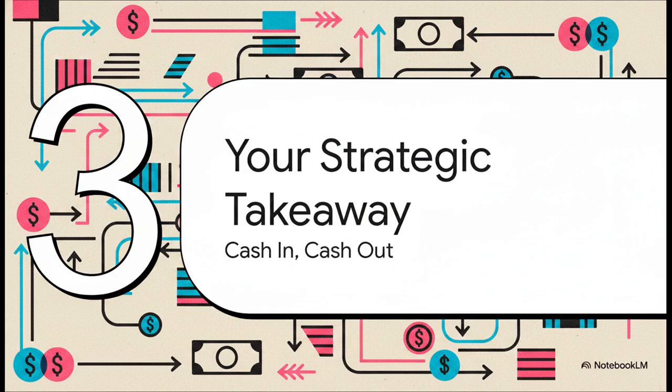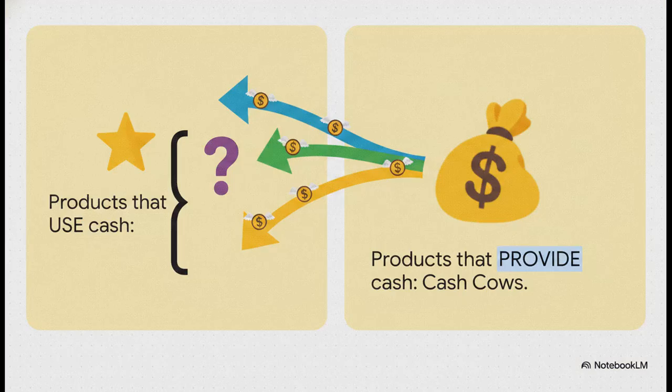Well, it really all comes down to the flow of cash. At the end of the day, it's pretty simple. Your cash cows are the engine. They provide the cash. Your stars and your question marks, they use that cash to grow and fight for market leadership. A healthy business needs a balance, right? You need products that generate money, and you need promising products to invest that money in for your future growth.